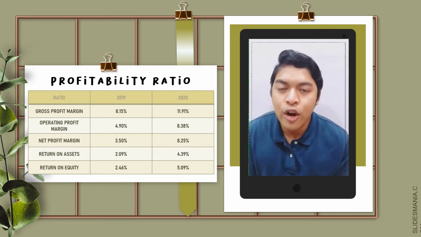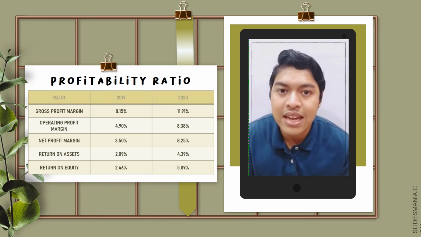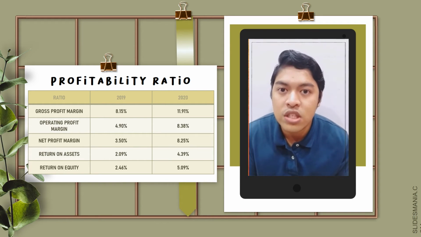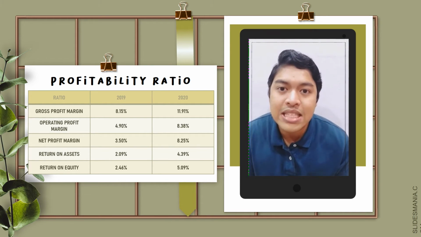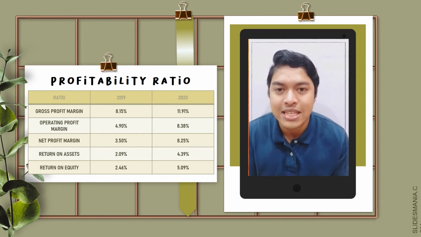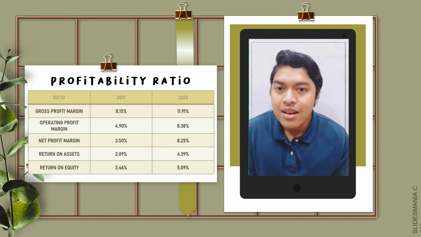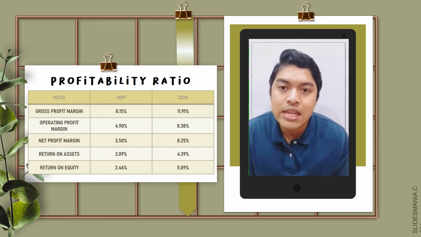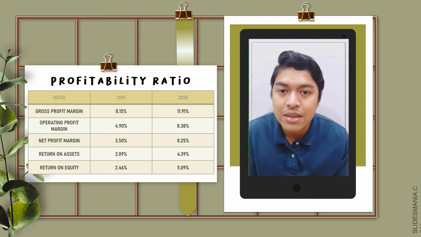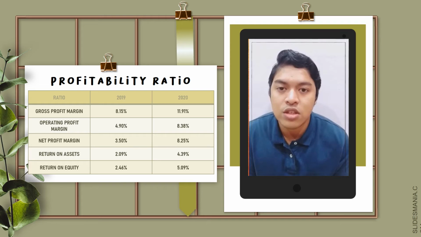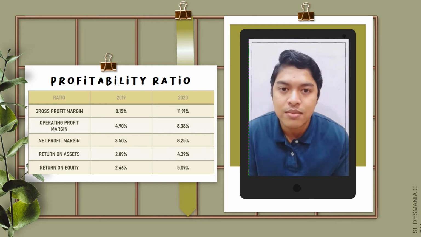Next, return on asset for the company in year 2020 is 4.39%, higher than year 2019, which is 2.09%. It indicates that there is a higher return on firm investment in year 2020. Lastly, return on equity of the company in year 2020 is 5.09%, which is higher than year 2019, which is 2.46%. This indicates the common stockholders earn a high return from their investment in year 2020 compared to 2019.